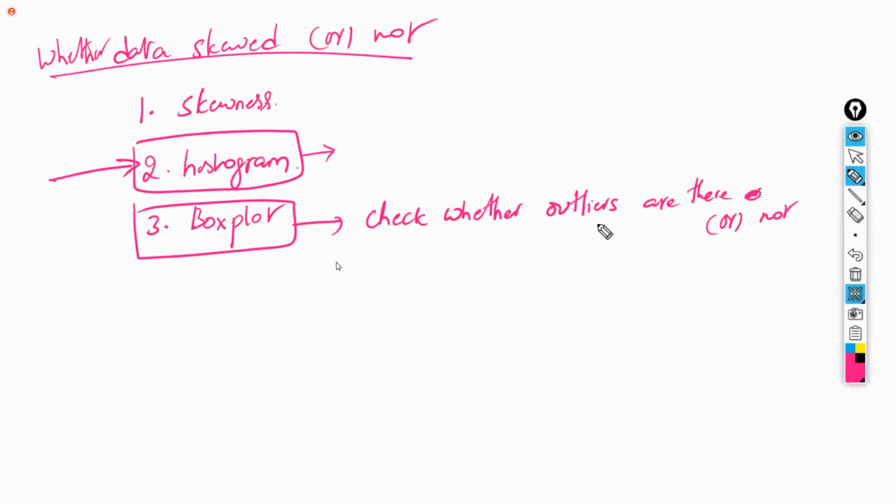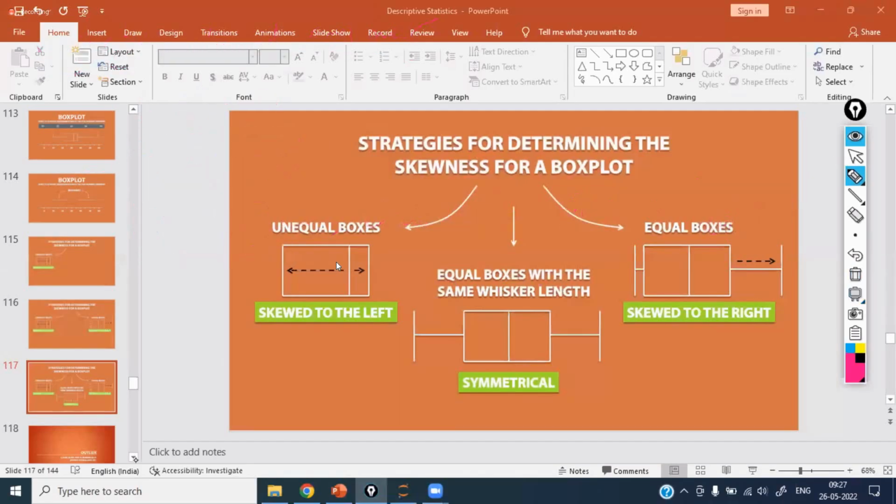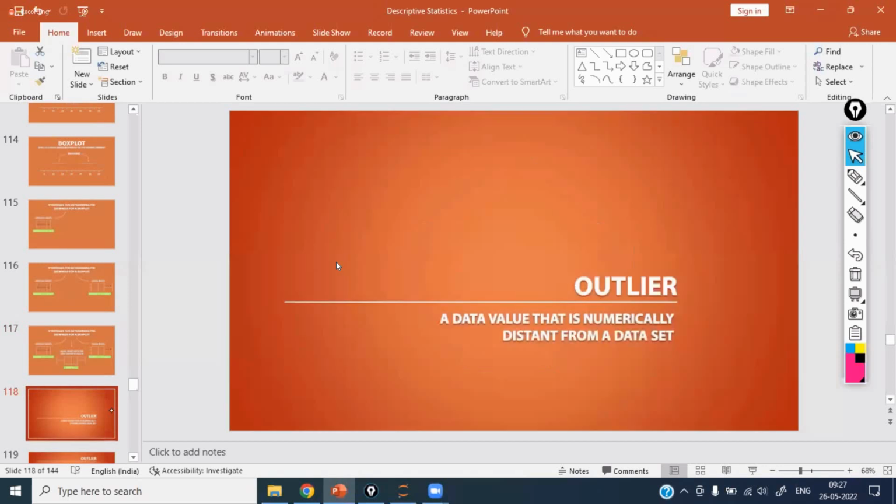Sir, what is meant by outliers? That we are going to see now. That is the major purpose why we apply the box plot. Okay, what is meant by outliers? Let us understand. Outliers are nothing but a data value which is somewhat far away from the given data. Distant means far away from the data.